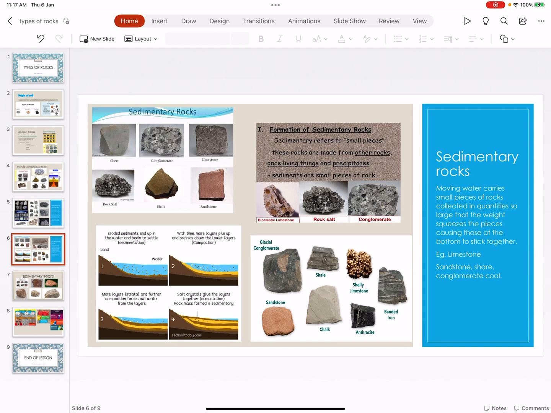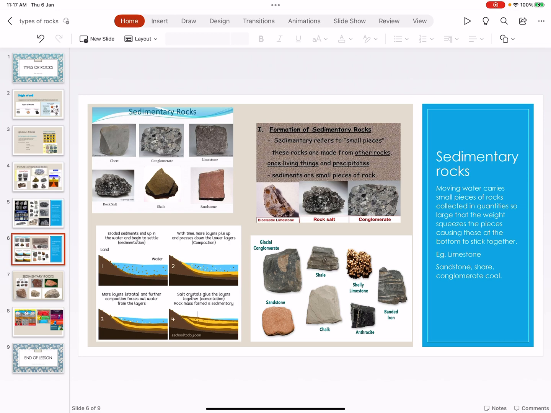Finally, let's move on to the last type of rock, sedimentary rocks. Moving water carries small pieces of rocks collected in quantities so large that the weight squeezes the pieces, causing those at the bottom to stick together. Now, some examples are limestone, sandstone, shale, conglomerate, and coal.